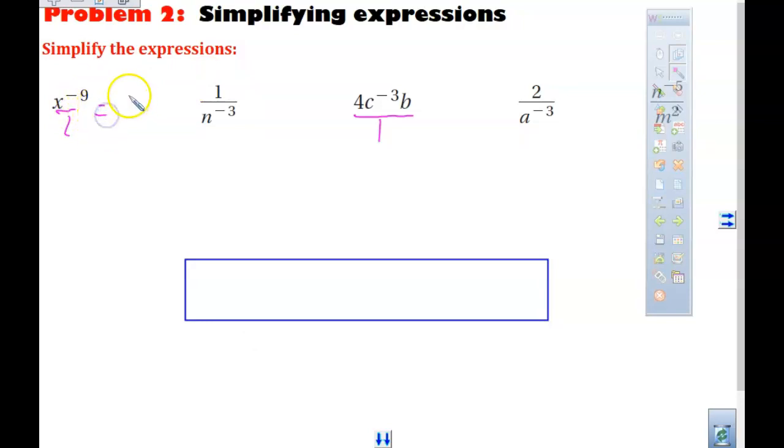So I'm starting with x to the -9 over 1. If I am looking at that and simplifying a negative exponent, I have to do the reciprocal. 1 over x to the 9. Done. That's as simple as what some of your homework will look like.